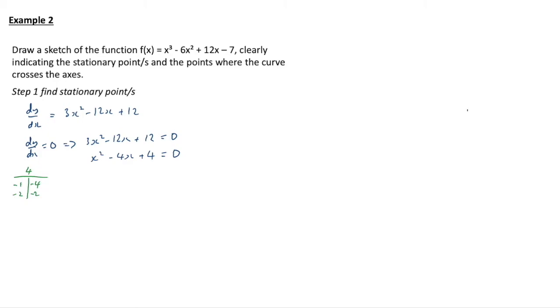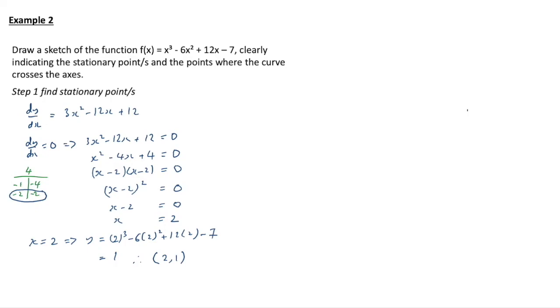Probably with this one you'd spot it straight away, but we have that minus 2 and minus 2 multiply to 4 and add to minus 4. So that gives us our x minus 2 times x minus 2, which is x minus 2 squared. And that being equal to 0 tells us that x minus 2 is 0, and therefore x is 2.